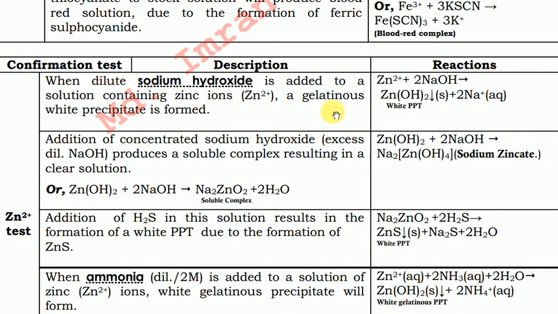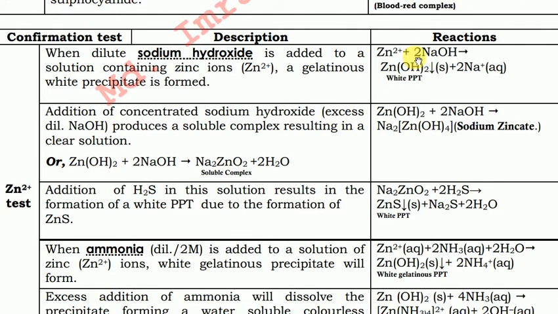We have to take a sample solution, and we have to add sodium hydroxide to that sample solution. Sodium hydroxide will react with the zinc. If the sample solution contains zinc, sodium hydroxide will react with the zinc and will produce a white PPT of zinc hydroxide. Then we have to add excess amount of sodium hydroxide to that PPT containing solution.